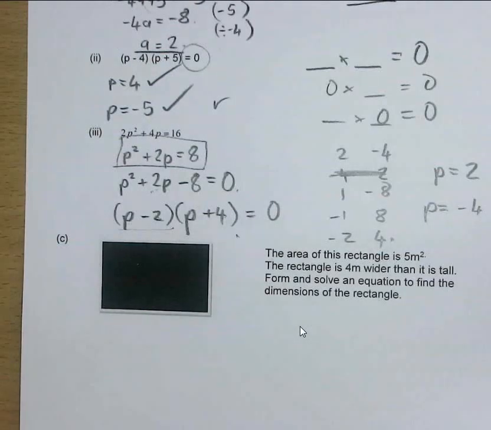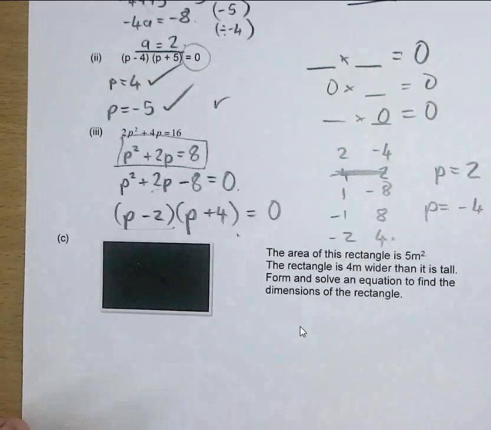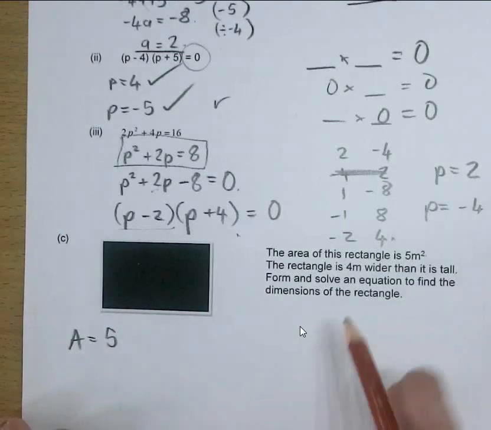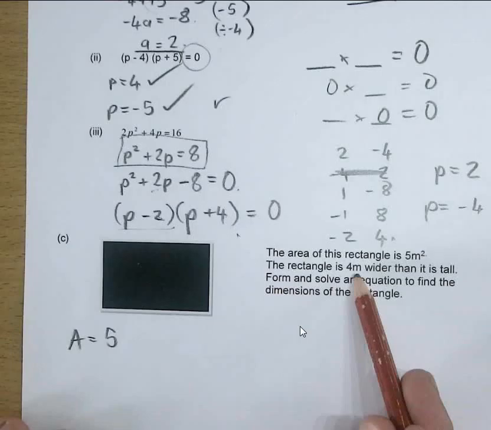Okay, question C is actually the same type of question. Let me move on. C might make it even clearer. So we're told that the area of this rectangle is 5 meters squared. So the area is 5 meters squared. We're told that the rectangle is 4 meters wider than it is tall.